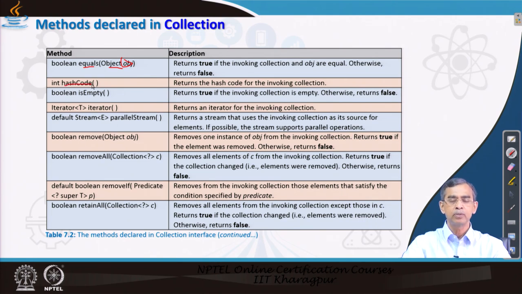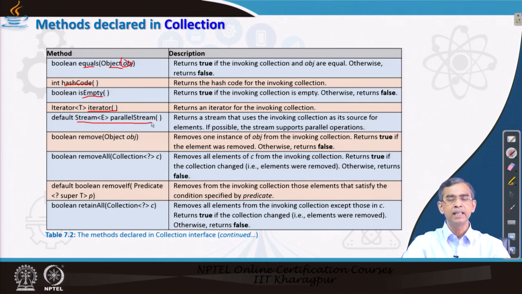Hash code is a concept we will discuss in detail later on. Basically it gives a code for a particular set or a particular element. Is empty, as the name implies, basically checks whether the collection presently contains any elements or it is empty. Iterator is the one method which we shall use in detail when we discuss programming examples of how to traverse a collection one by one. So, it is basically scanning or visiting the entire collection.